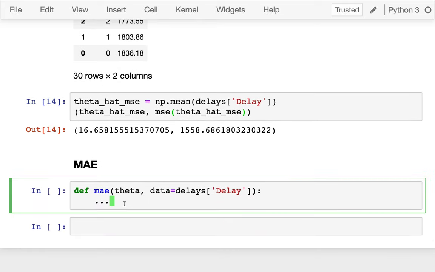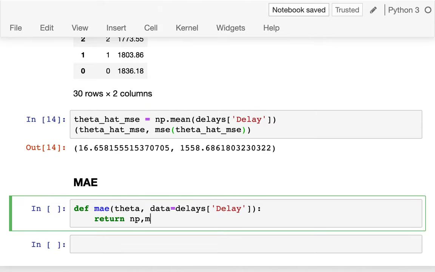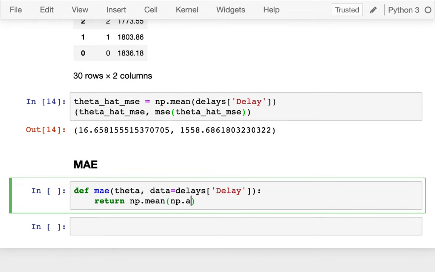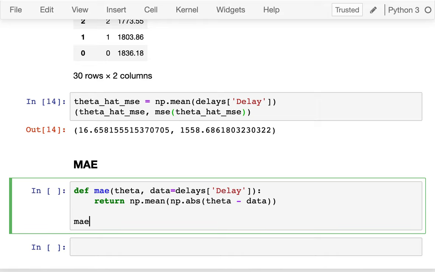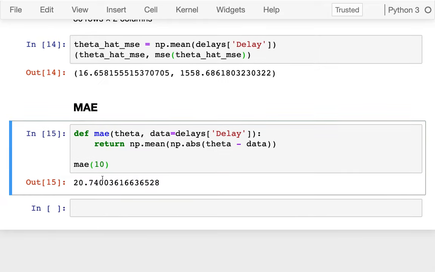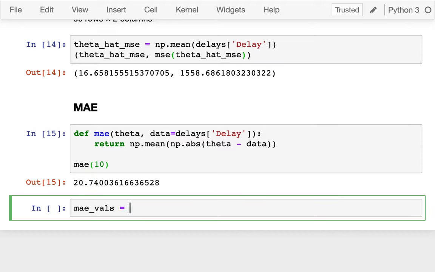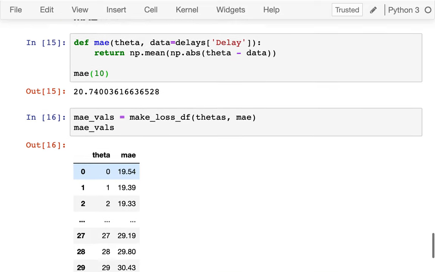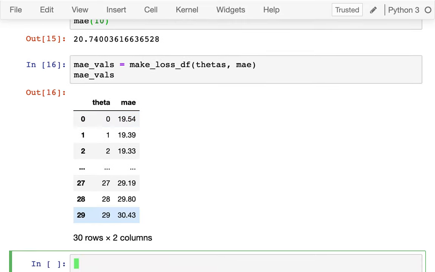Okay, I can compare the mean squared error with the mean absolute error. Implementing the mean absolute error is not too difficult. So again, I'm going to take the mean of the absolute value of theta minus my data. Okay. The mean absolute error for theta equals 10 is 20. And so like with the mean squared error, I can make a data frame with my thetas and this loss function, like so. Okay, so here I'm trying out a bunch of different theta values, and I'm computing the mean absolute error for each one.